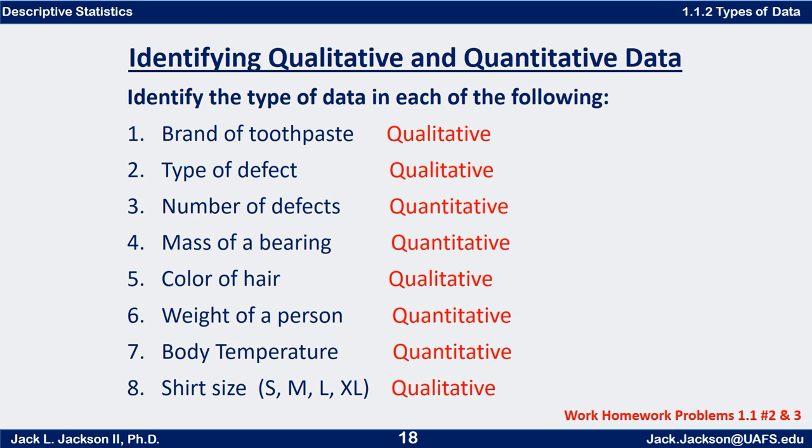The weight of a person is quantitative. There's a number involved with that. That might be in pounds or in newtons. Body temperature is quantitative. There's a number there, degrees Fahrenheit, degrees Celsius. Shirt size, small, medium, large, extra large, that's actually qualitative. I do have a couple of homework problems based on this material, where one asks you to list these things and then actually do some problems of this type.